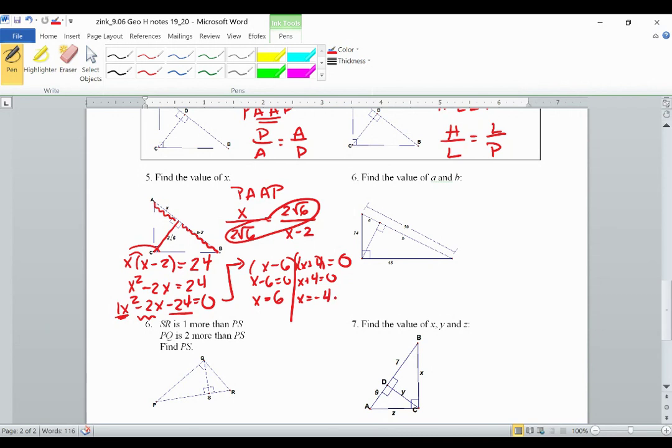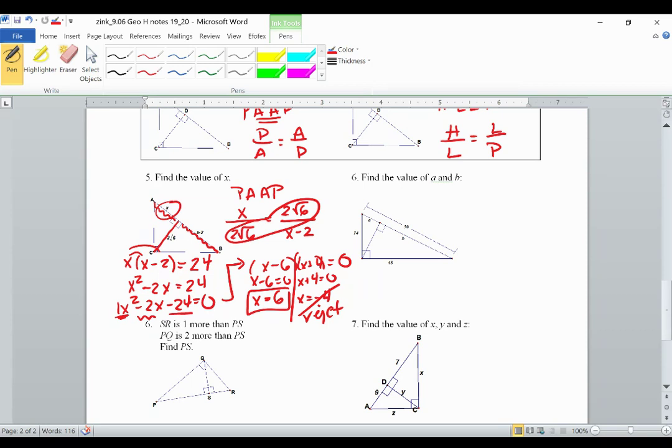And then lastly, just double check, make sure both of those would work. So 6 appears to be just fine, but negative 4, if I sub that in for x, it would give me a negative length. So I want to reject that one. And I'm only going to keep the x equals 6 for that one.